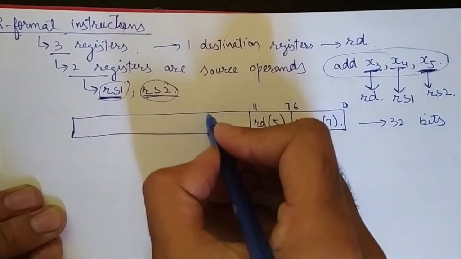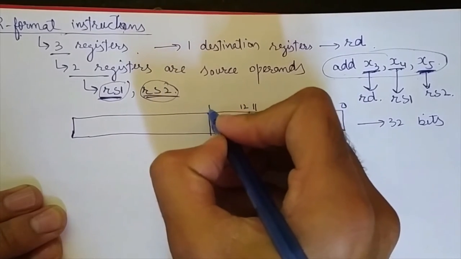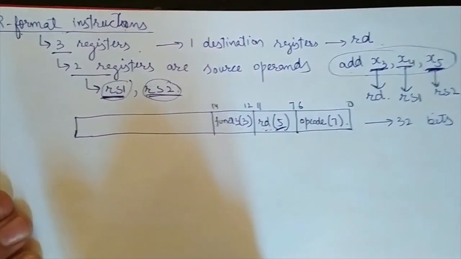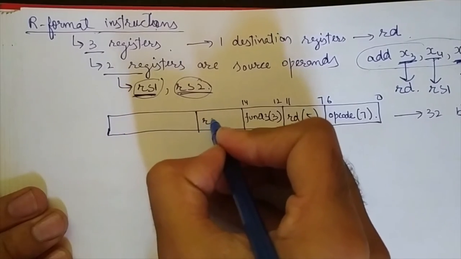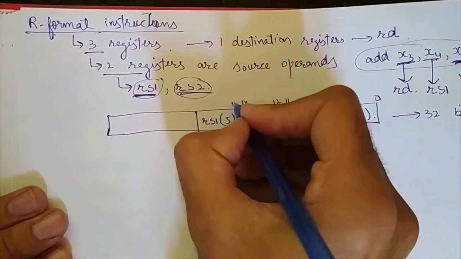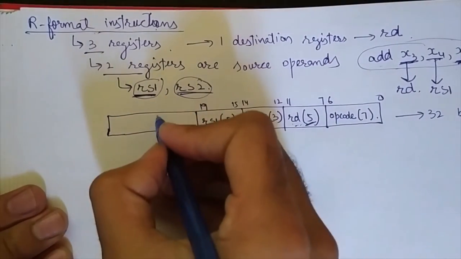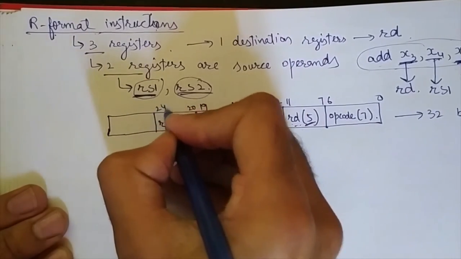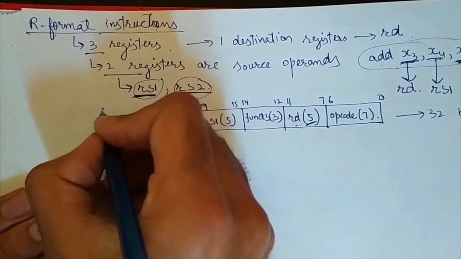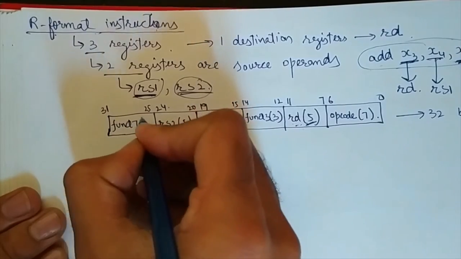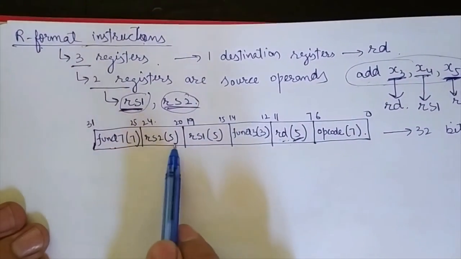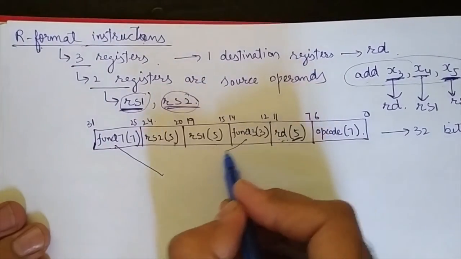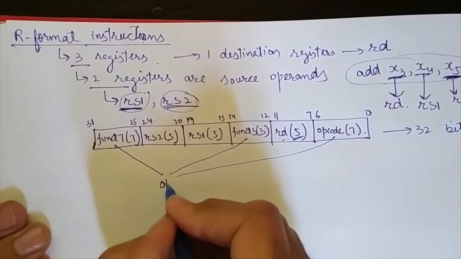Okay. Then next 3 bits from 12 to 14. This will determine func3. This is of 3 bits. Okay. Then next 5 bits will be source operand 1, from 15 to 19. Then next 5 bits will be source operand 2, 20 to 24. And the remaining 7 bits, 25 to 31, this will be func7. Okay. So this is the complete format of R format instructions. And these three, func7, func3, and opcode, will determine the type of operation.